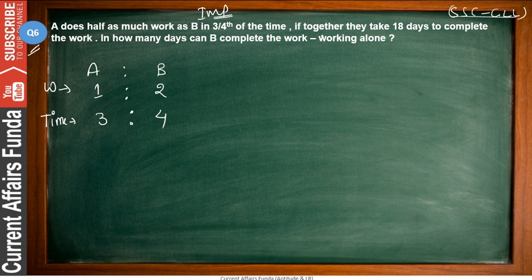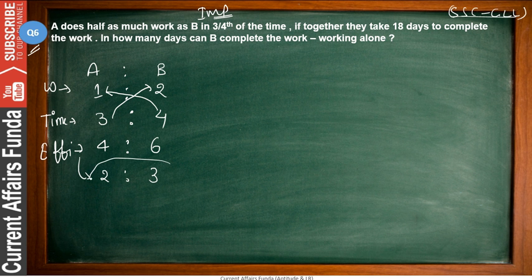If together they take 18 days to complete the work, in how many days can B complete the work working alone? So first of all, friends, you have to calculate the efficiency here. What will be the efficiency of A and B? First of all, cross multiply this one. So 4 into 1, that will be 4, and 3 into 2, it will be 6. Further simplify this one, so it will be 2:3. So this will be the efficiency of A and B. Friends, this is the shorter way to calculate the efficiency if work and time are given.